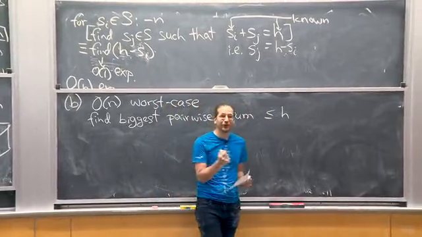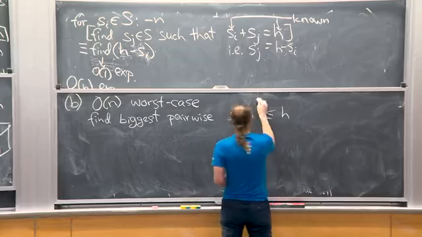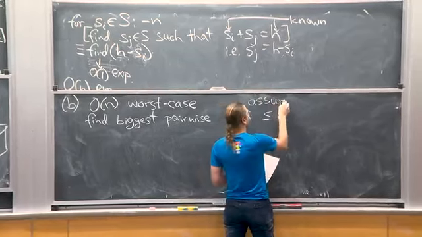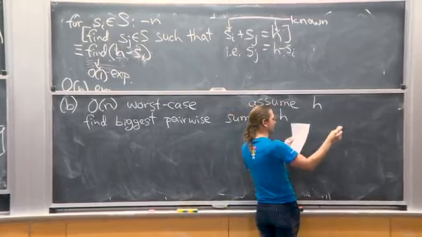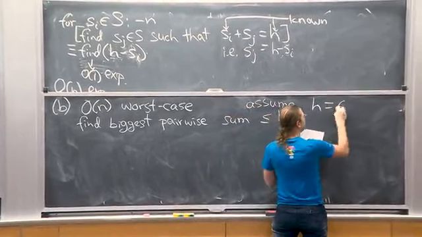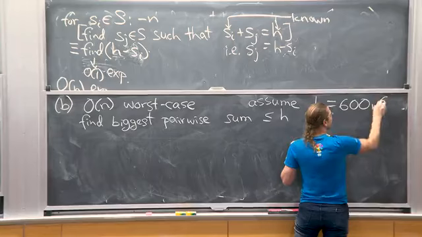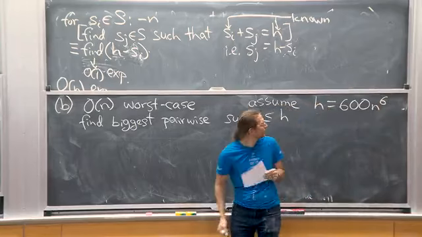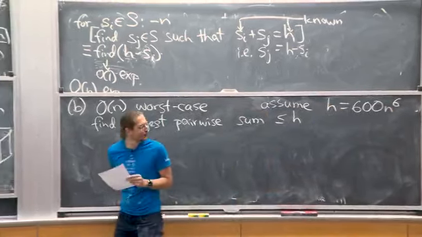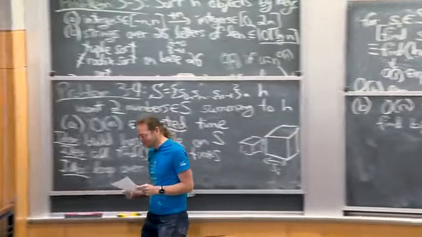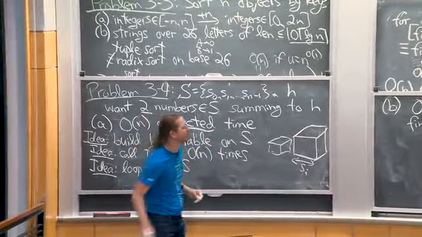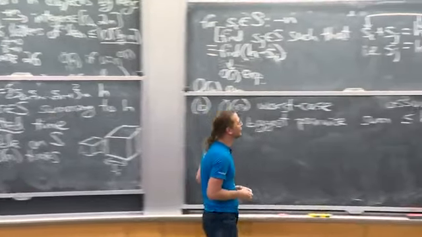But we're given a little bit of extra information, which is we can assume H equals 600 n to the 6th. It's a weird polynomial. It took me a while to even notice that that was a joke in here. 6006, hiding in a polynomial.